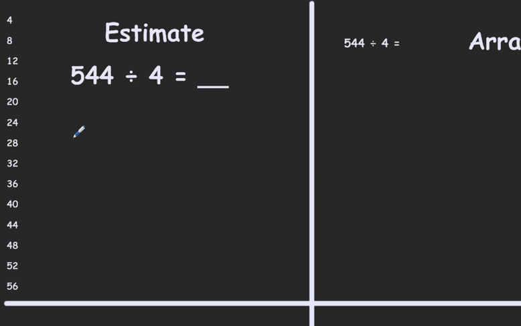So the first thing I'm going to do when I estimate is write my multiples of 4 to the side. Now normally I would stop at 36. However, since I see that 54 is bigger, then I'm going to keep going.